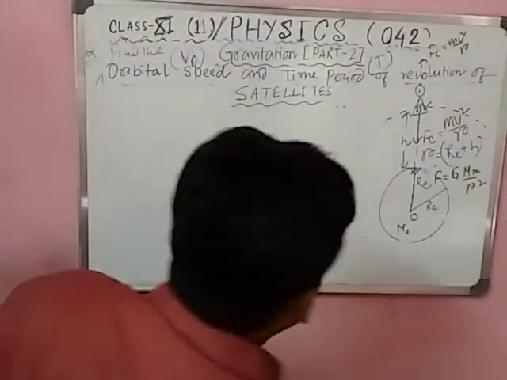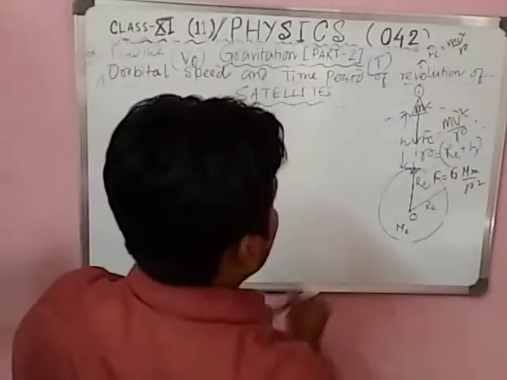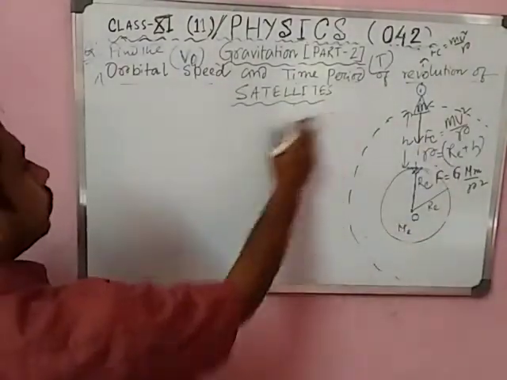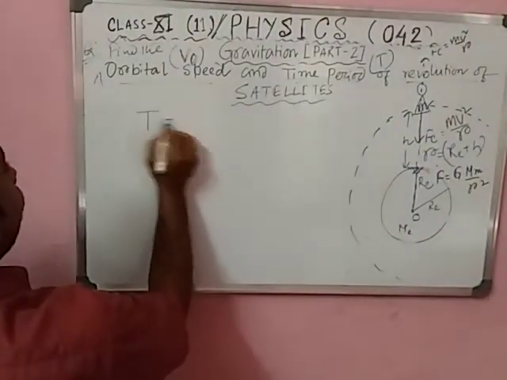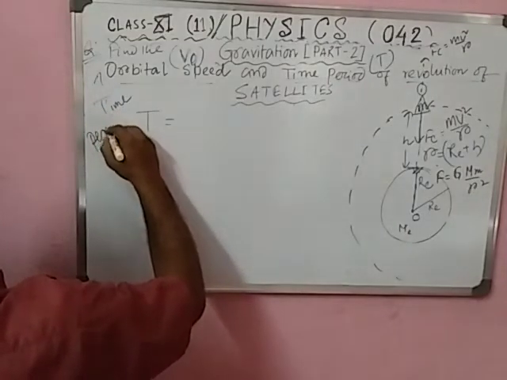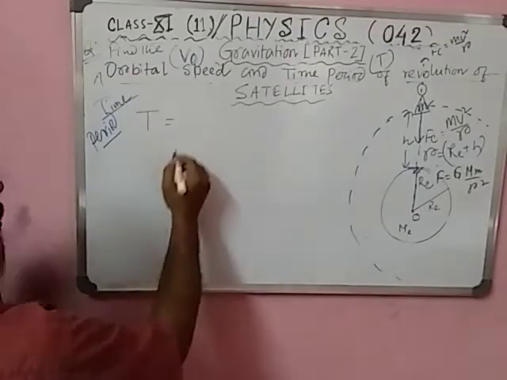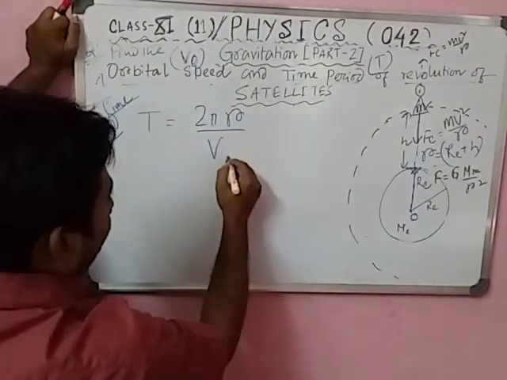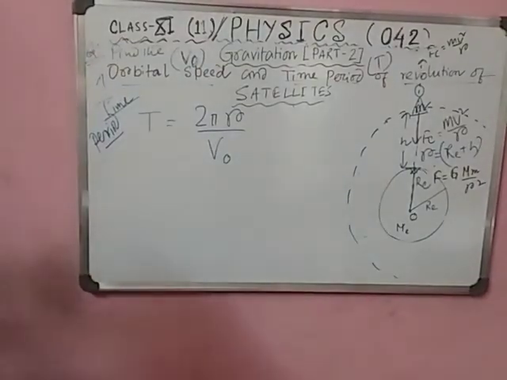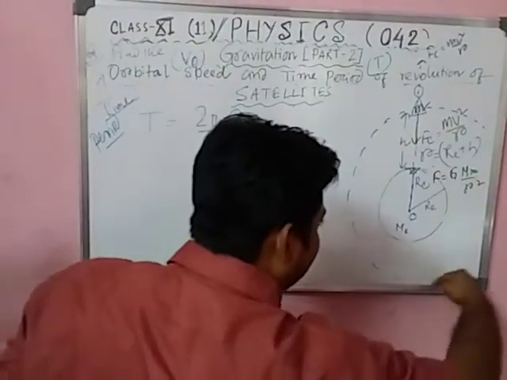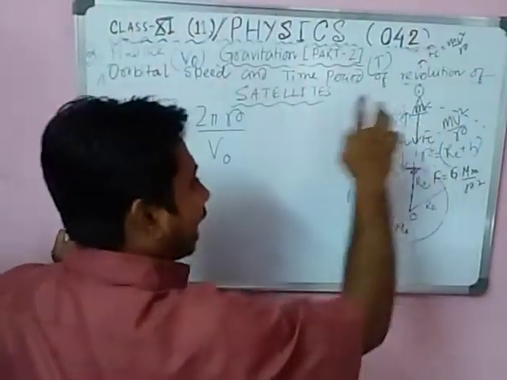See students, time period formula. See this orbit, the time period of the orbit means what? T is equal to, T means time period. Time period T is equal to 2 pi r by orbital speed v0. Because you know time means what? Time means the distance covered by the satellite, which is a circle, by velocity.